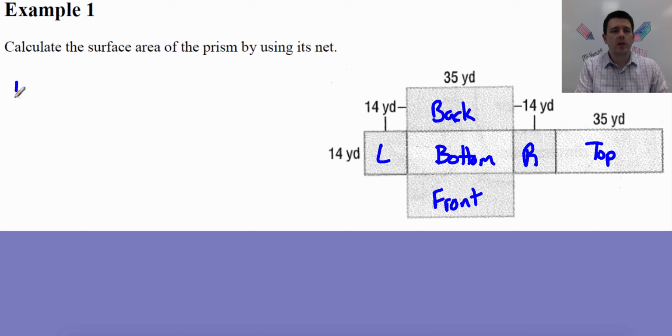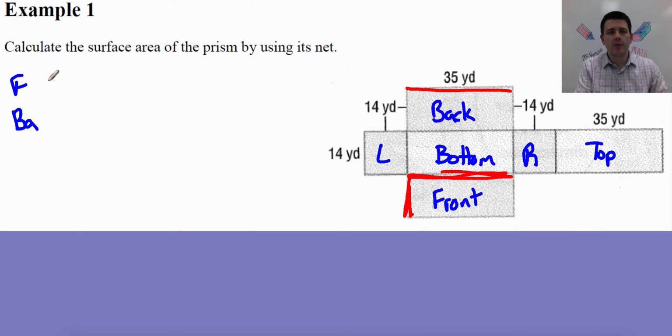So let's start with the front, and then we'll also do the back. So take a look at the front here. Here's my base. Here's my height. Well, the length of this side here is the same as this one here. So it's 35. The height, this distance here, is the same as it is on the back, 14 yards. So I want to do 35 times 14. So I'll do some quick math over here.